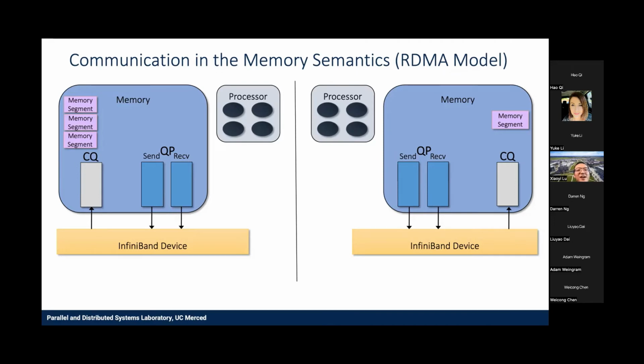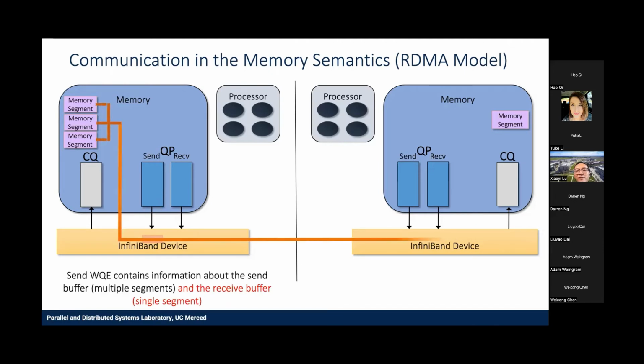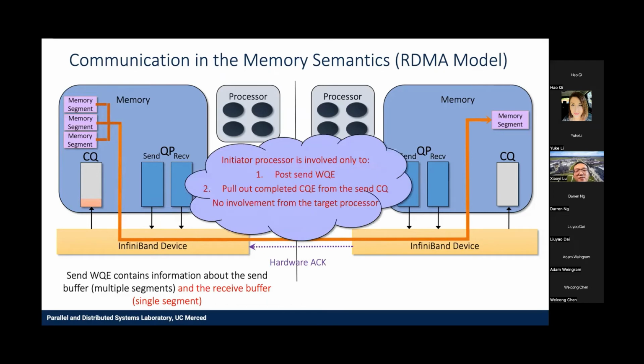RDMA is a little bit different. It borrows the idea from there, but extends it to a remote node. Basically, in order to move data from one node to the other, without involving both sides, RDMA is able to directly move your data from one node's memory to the other node's memory without the involvement of the remote side CPU. You can see over this process that the remote side CPU is totally idle.